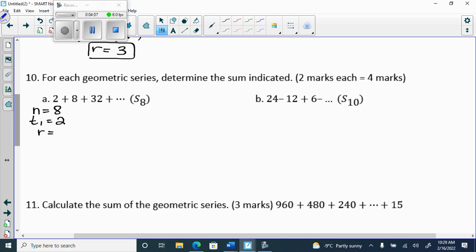How do I find r? I go term 2 divided by term 1, which is 4, and then I can check it. 2 times 4 is 8. 8 times 4 is 32, and I feel good about myself, right? That I got things right. So I have n, I have T1, and I have r.